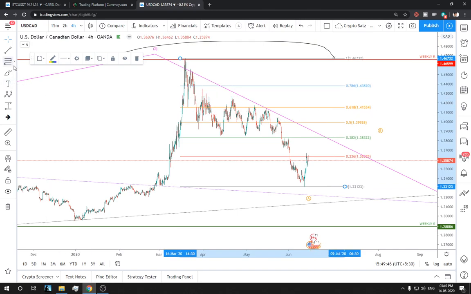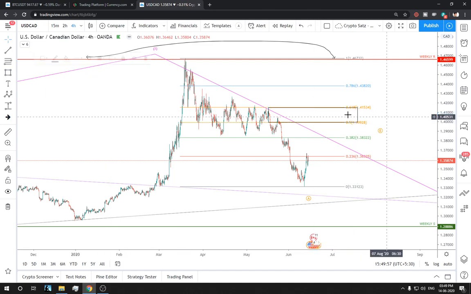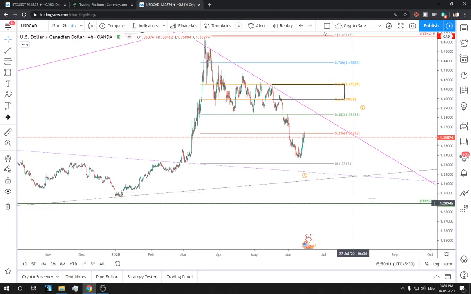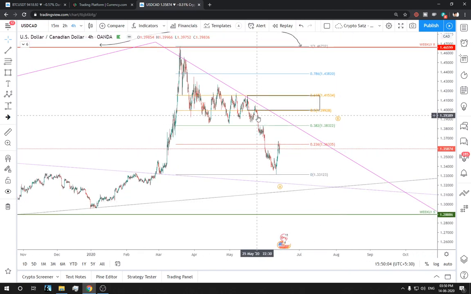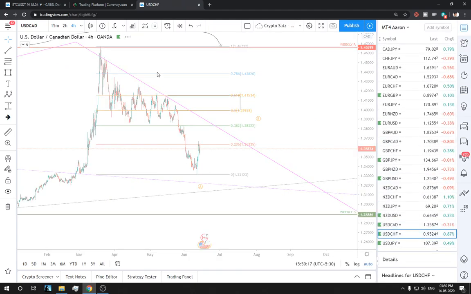We would look to short over here, in this area, for these targets, as I said on higher time frames, for the double bottom. So we have nice resistance out here, nice resistance zones. So yeah, this is the update on USDCAD. Let's move to USDCHF.